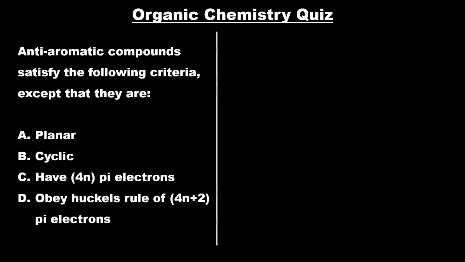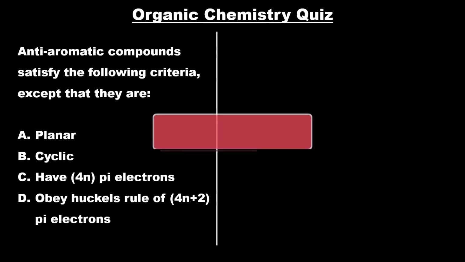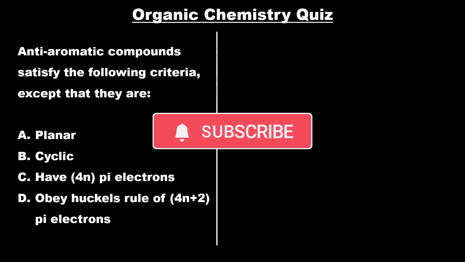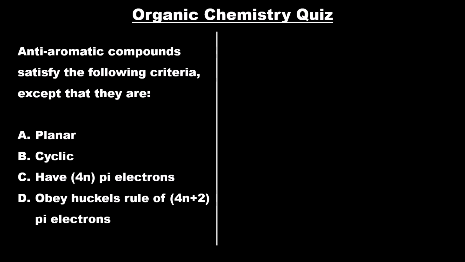In this particular question, we'll be looking at the properties that make a molecule either an aromatic compound or an anti-aromatic compound. So let's pick the question. Anti-aromatic compounds satisfy the following criteria, except that they are A. Planar, B. Cyclic, C. Have 4n pi electrons, or obey Huckel's rule of 4n plus 2 pi electrons. Which of these options do you think is the odd one out?